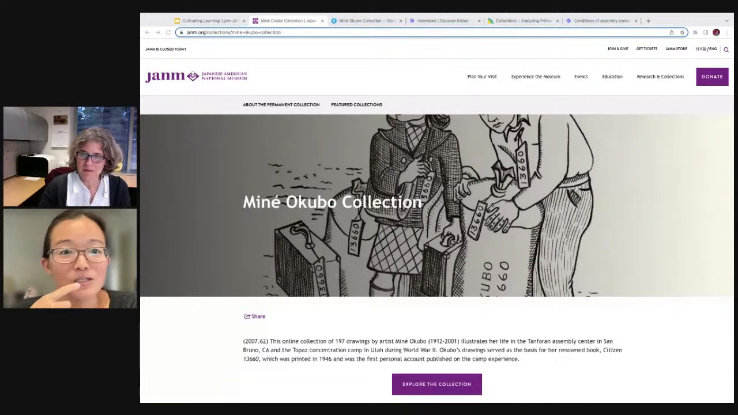On our website, you can see the images. If you wanted the written descriptions that accompany them, those would be in her published book, which is called Citizen 13660.